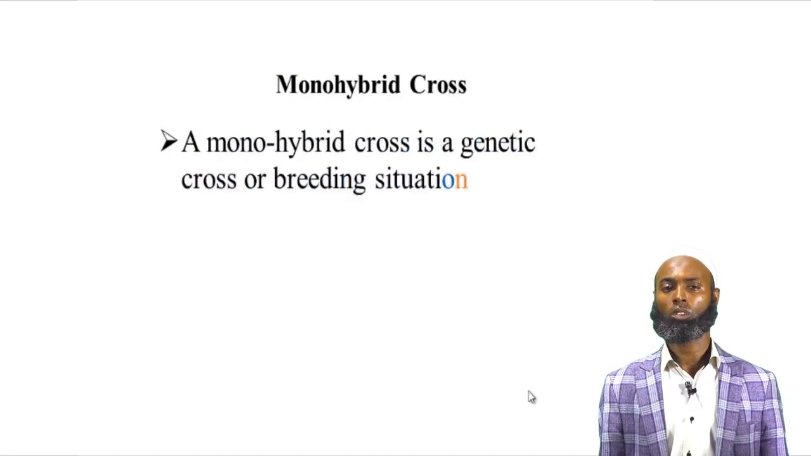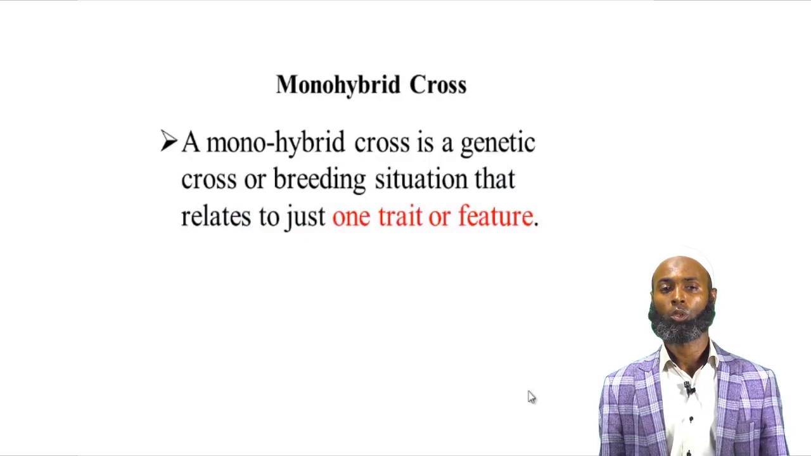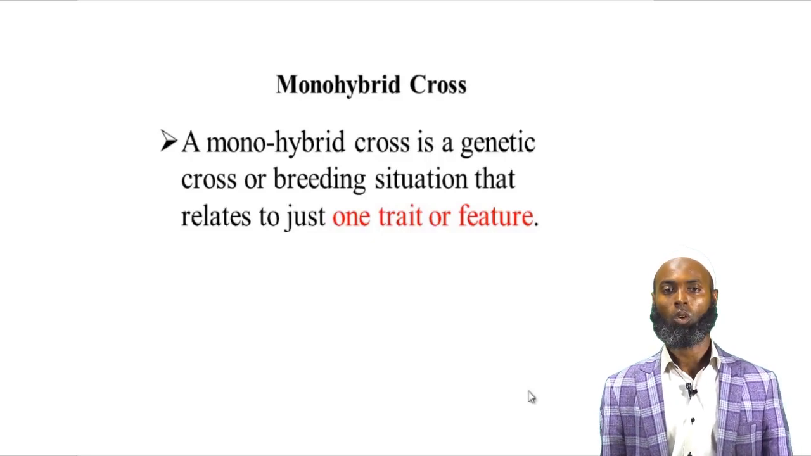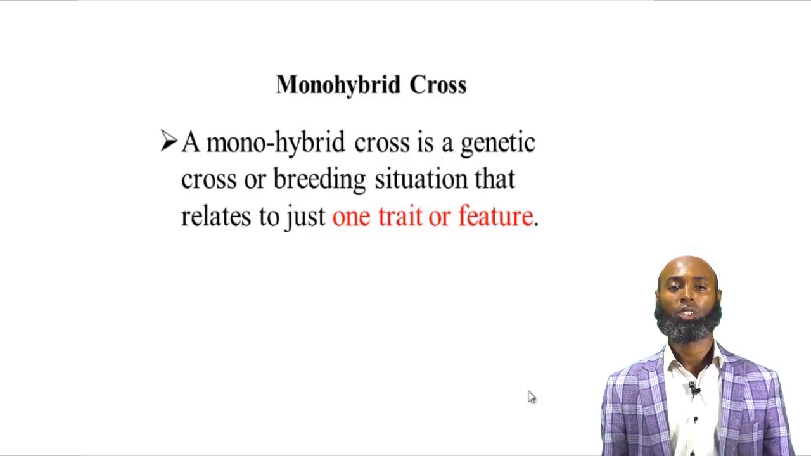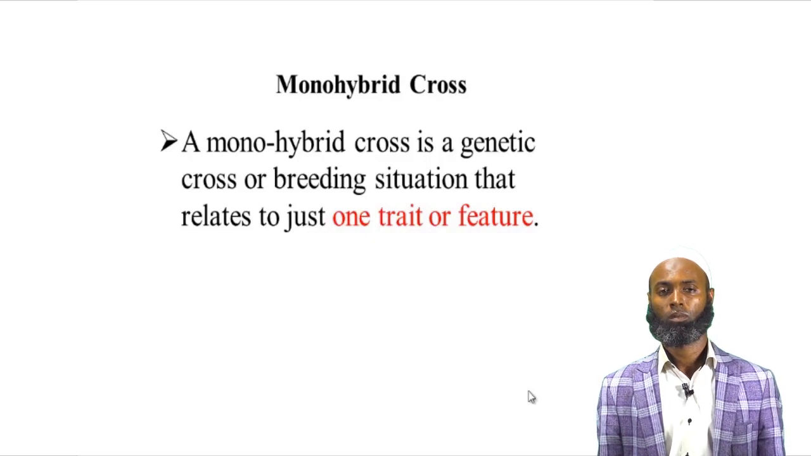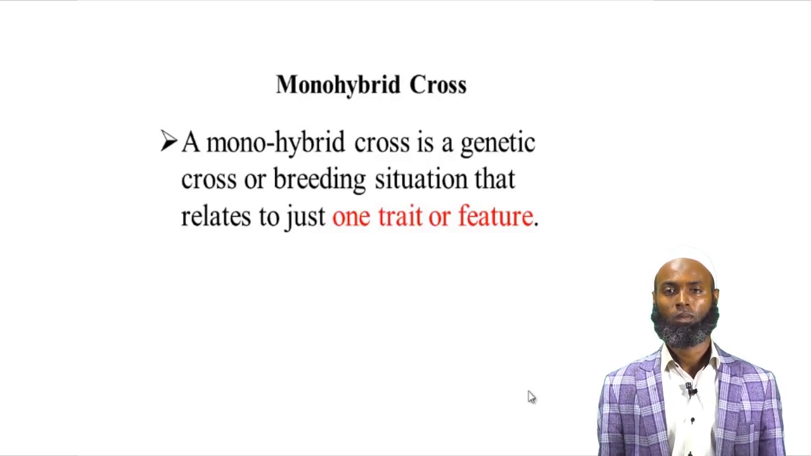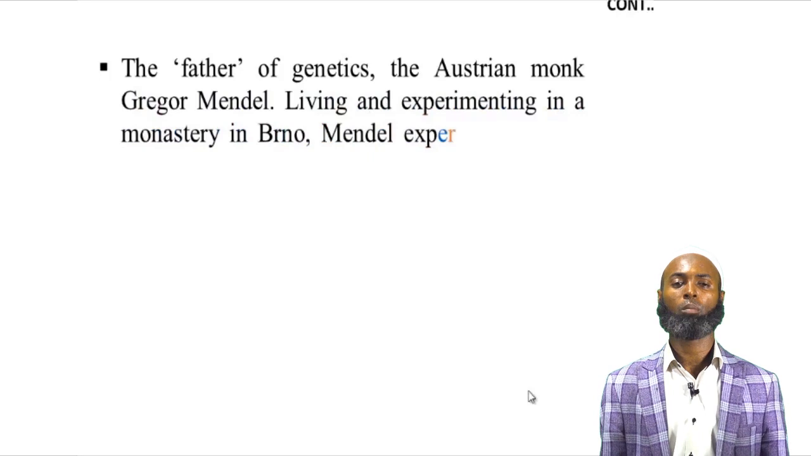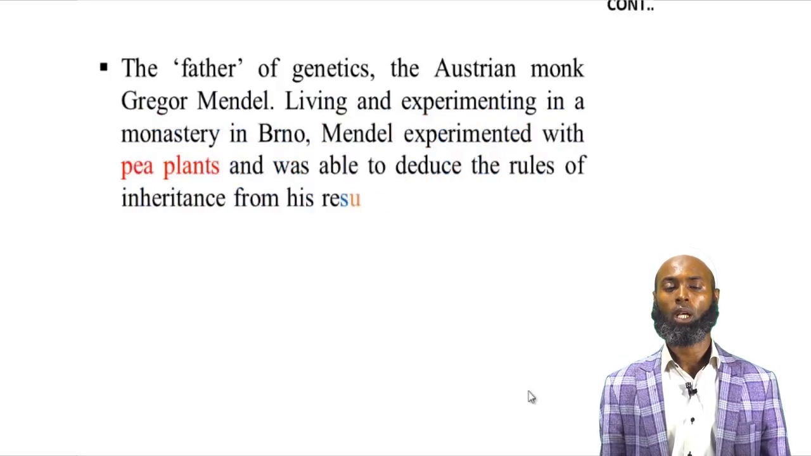Monohybrid cross is a genetic cross or genetic breeding situation that relates to just one trait or one characteristic. The word mono means single or one. So monohybrid cross is a genetic cross that is about one characteristic, one trait, or one feature. Today we are going to take examples of Mendelian monohybrid cross.